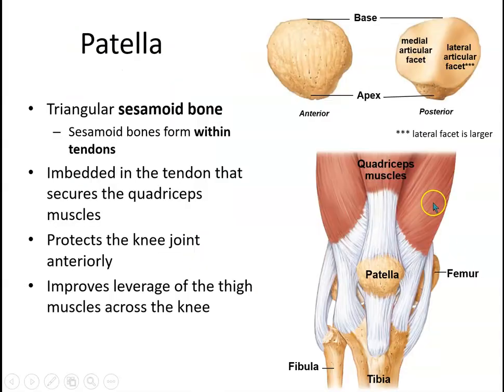Let's see. I'm skipping through a lot of this because you can read it. Some of it is self-explanatory. Some of it is things I've said. I've mentioned the patella before. Well, there's not much more to say about the patella.